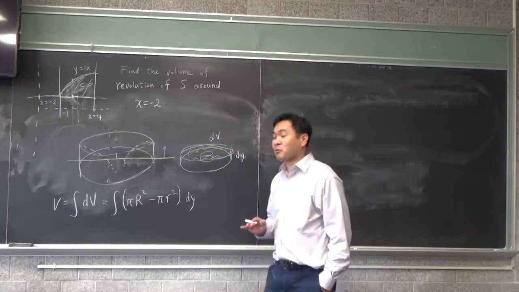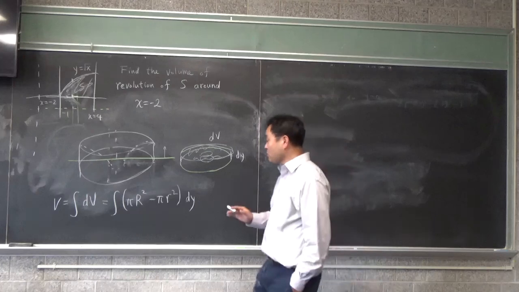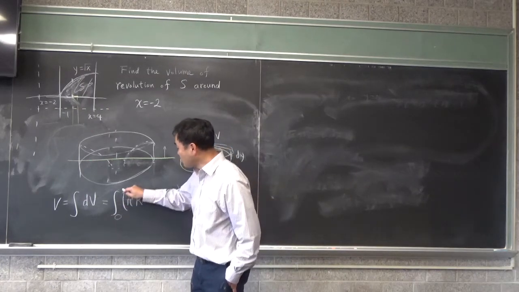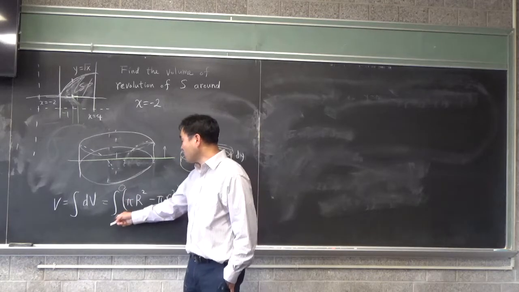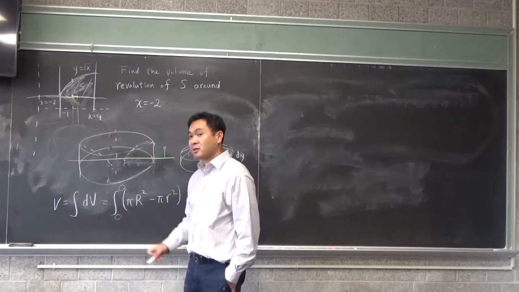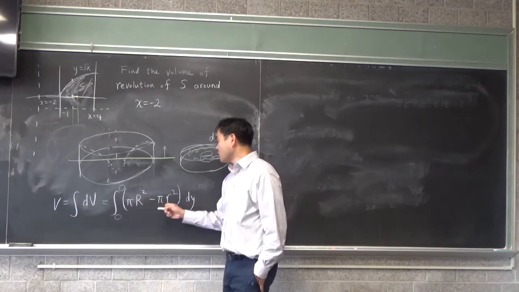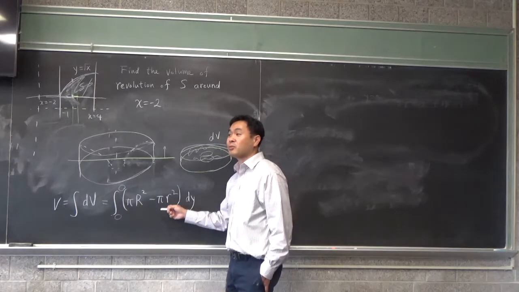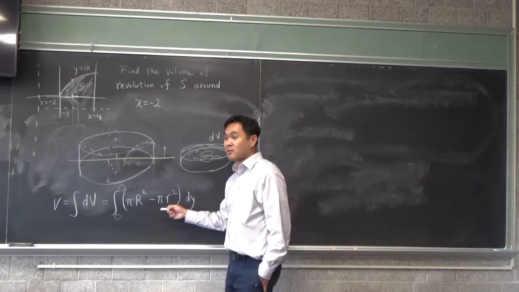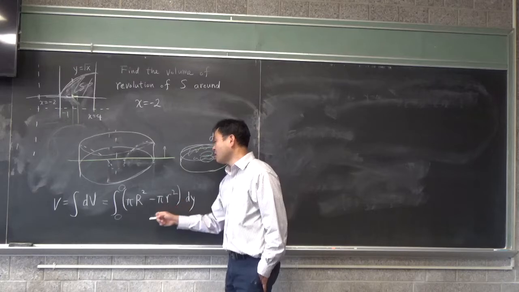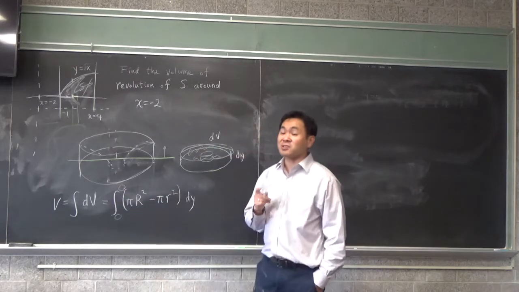Now we have several things that we need to figure out. First, we want a definite number, so it should be a definite integral. So we have to figure out what numbers to put here and there. And then because this is dy, the capital R and small r must be functions of y. So we have to figure out capital R, small r, and also these bounds. Let's do the easier ones first.